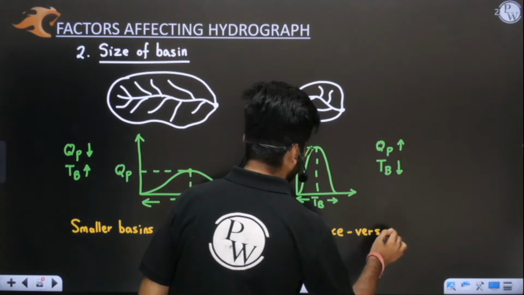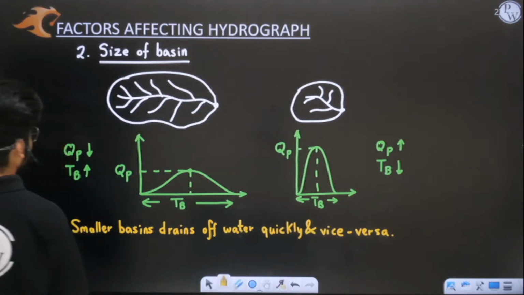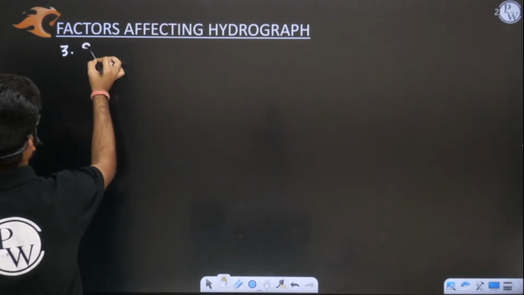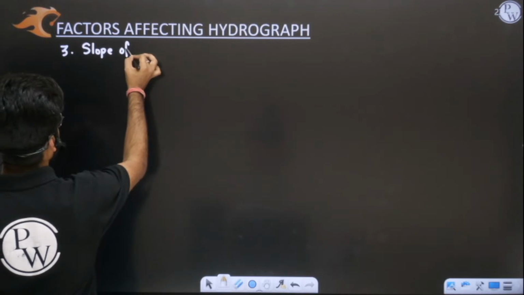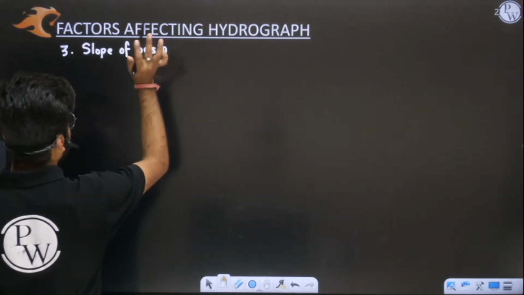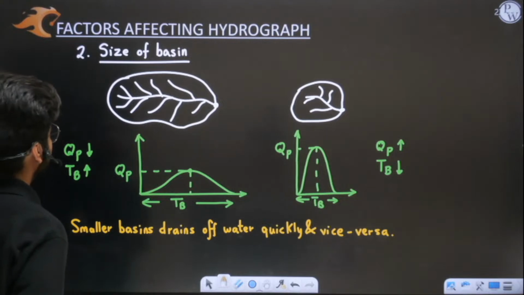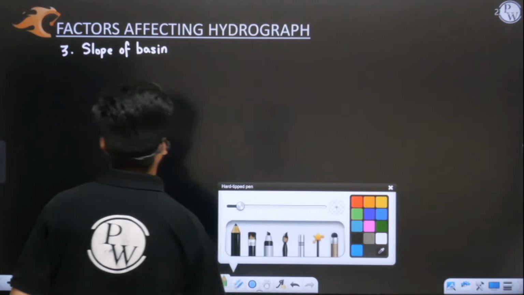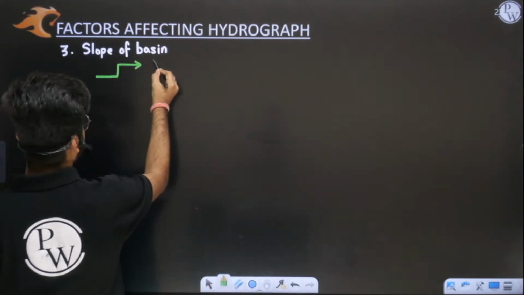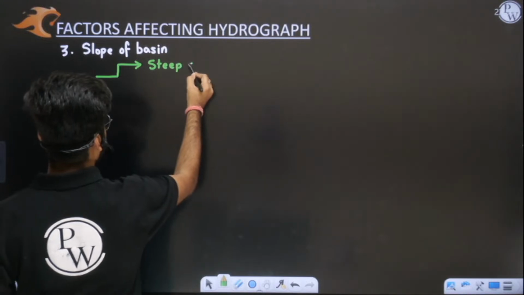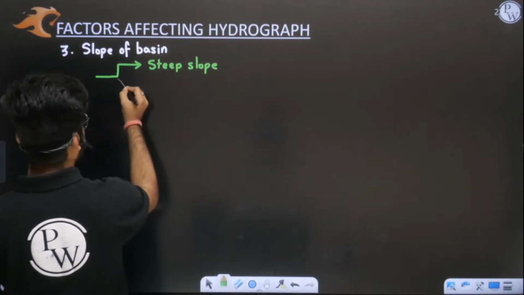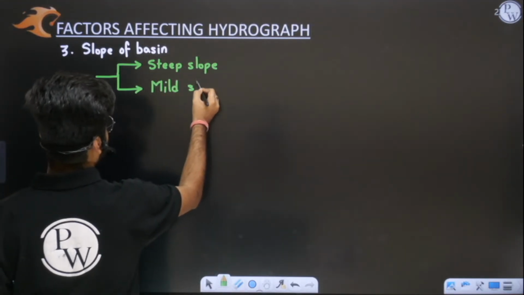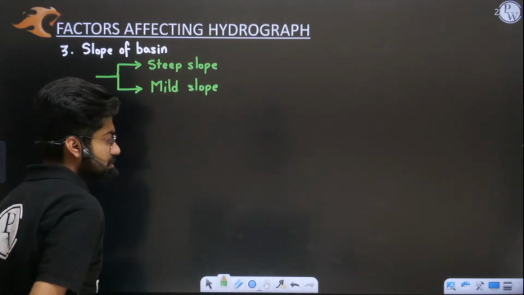Now we have to discuss slope of basin, the third point. We have two cases. Yes or no? My catchment area can have a steep slope, or it can have a mild or gentle slope.